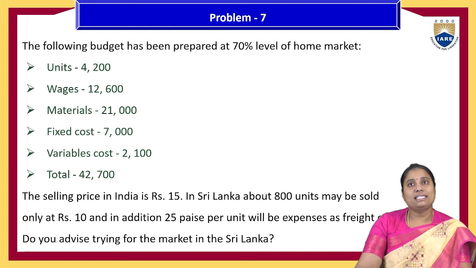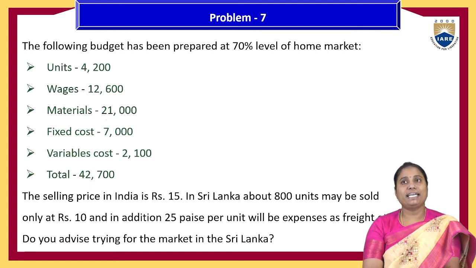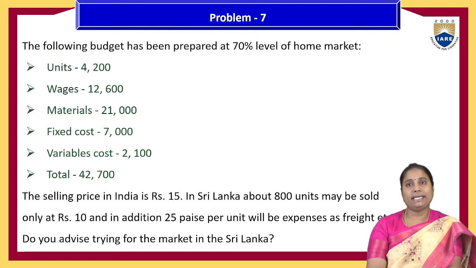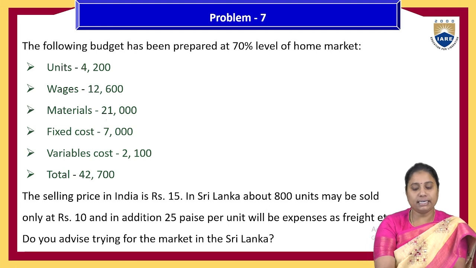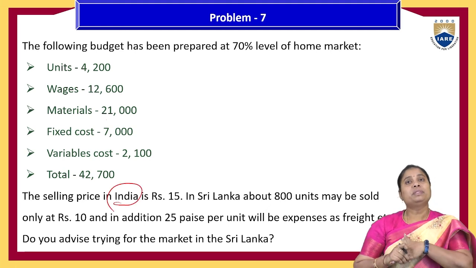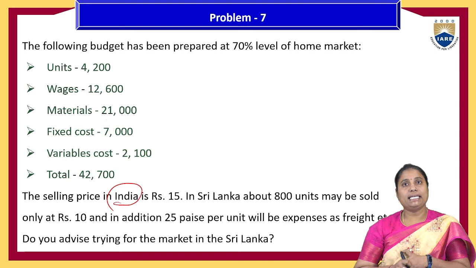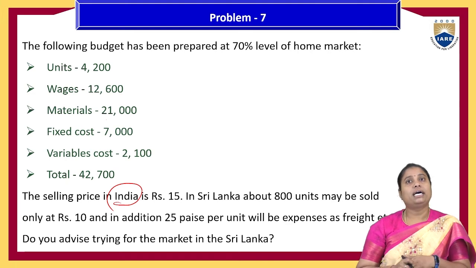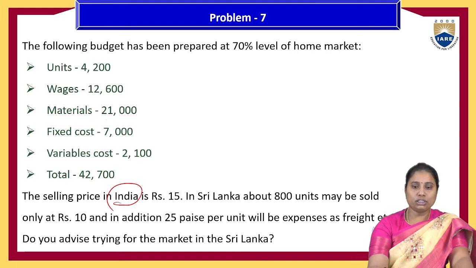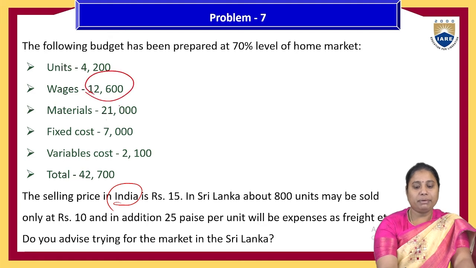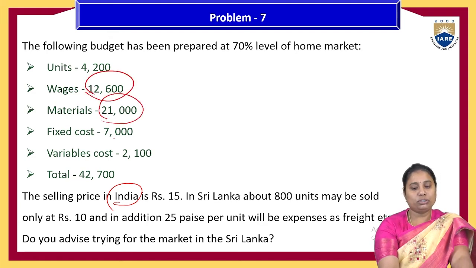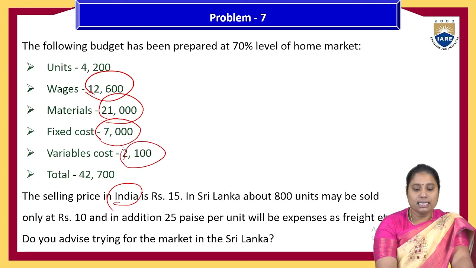The following budget has been prepared at 70% level of the home markets. Home market means we can assume that it is India. The number of units that are selling in India is 4,200, and the wages amount is 12,600, and materials cost is 21,000, whereas the fixed cost is 7,000 and the variable cost is 2,100. The selling price in India is 15 rupees.